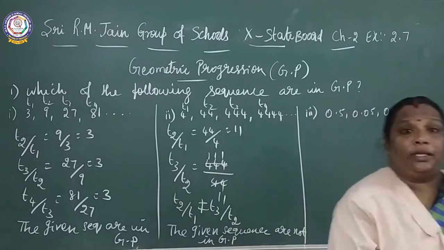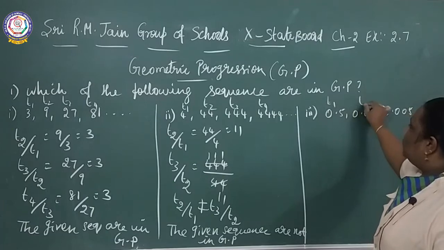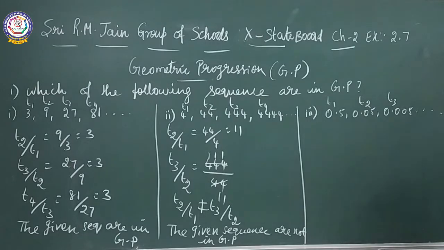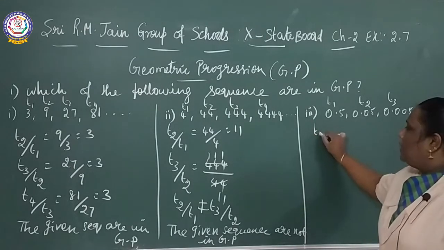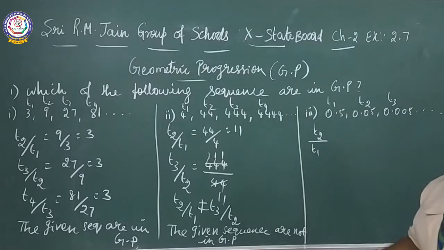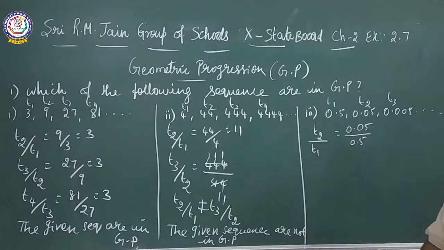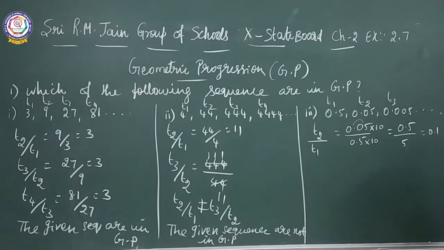Now we move on to the third subdivision. The same thing, T1, T2, T3. See, T2 by T1 gives 0.05 by 0.5. If a decimal is there, I can multiply by 10. So what is the value we are getting? 0.5 by 5. The answer is 0.1.